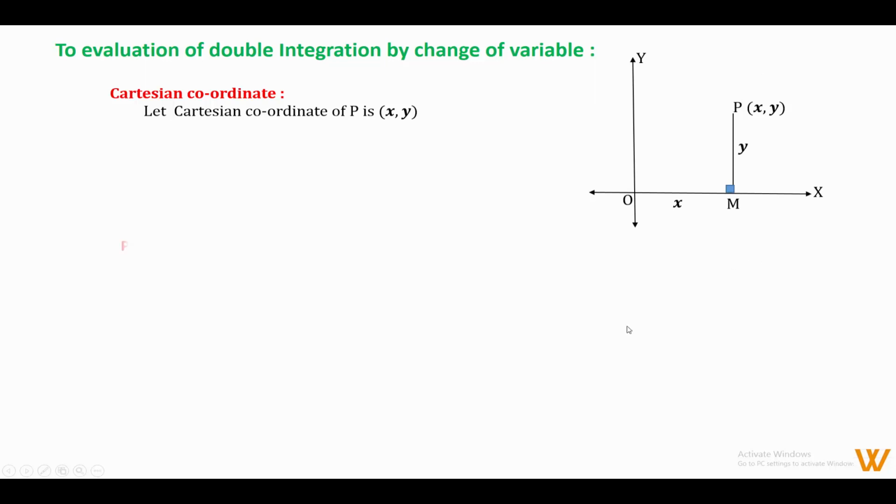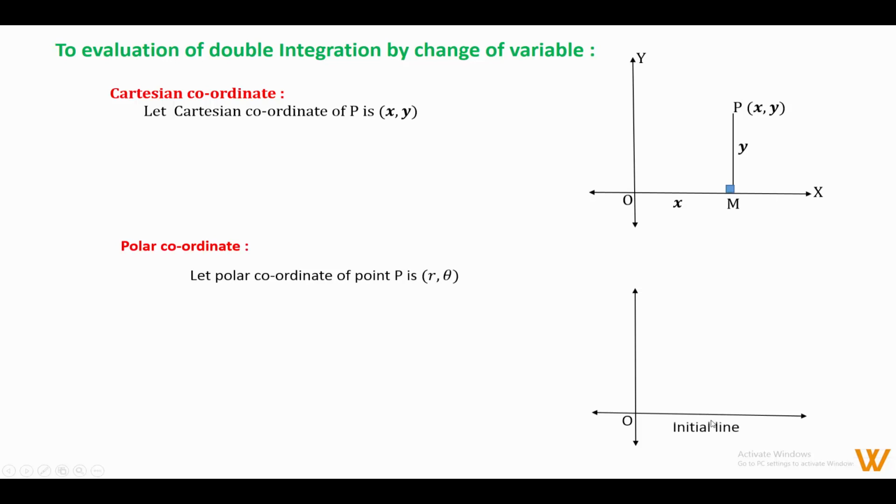Now what is polar coordinate? Polar coordinates are nothing but r, theta. So for that, again consider a two-dimensional plane. This point is the origin and this line is called the initial line. Now the polar coordinates of the point are r, theta. Now what is r and what is theta?